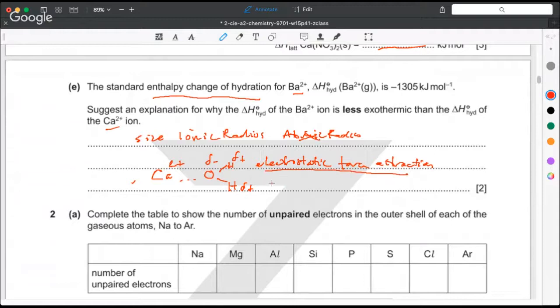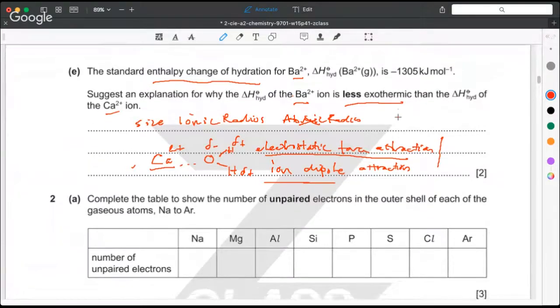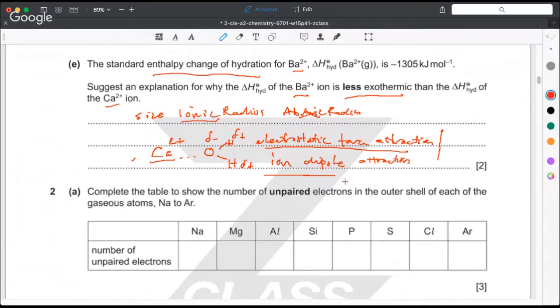And the best way to describe that force of attraction is to say you've got an ion dipole attraction. That's really good language that you can use there. So you're not really sure what to call that force of attraction between the calcium ion and the slightly negatively charged oxygen. But if you use this language, it's an electrostatic force of attraction, or it's an ion dipole attraction, then you're using very good scientific language to explain that you get a stronger attraction for the smaller calcium ion, and you get a weaker attraction for the larger barium ion. And that's the reason that the barium ion gives you a less exothermic enthalpy of hydration. So the examiner was picking up ionic radius and the kind of language you can use down here. Good. All right.